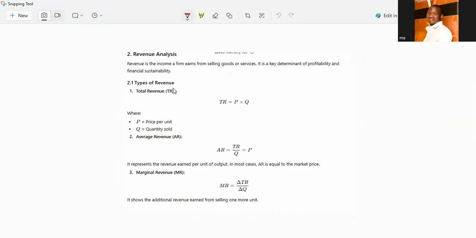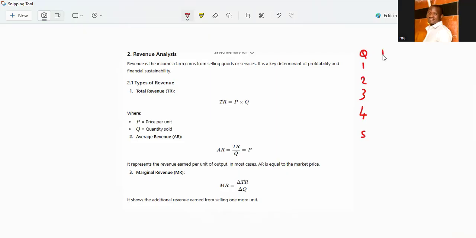So we have types of revenue: the total revenue, which is price times quantity, or the average revenue, which is total revenue over quantity, which is usually the price for a monopoly or perfect competition. Marginal revenue is simply the change in total revenue over the change in quantity. So with these formulas, suppose we're given a table to fill in: 1, 2, 3, 4, 5.